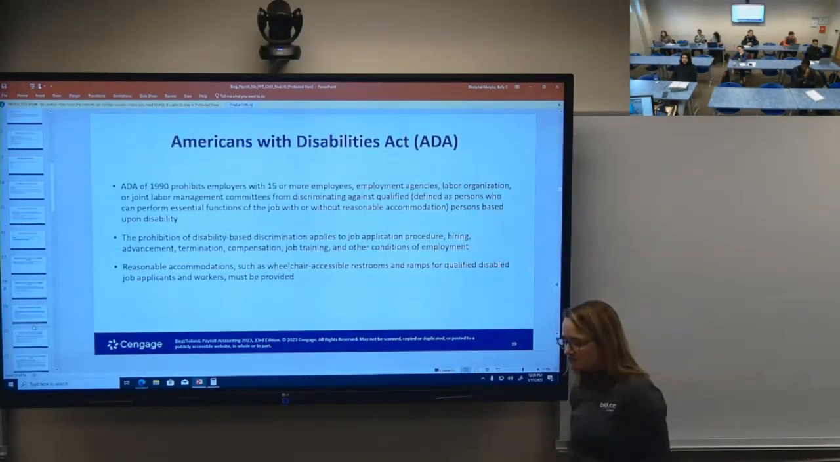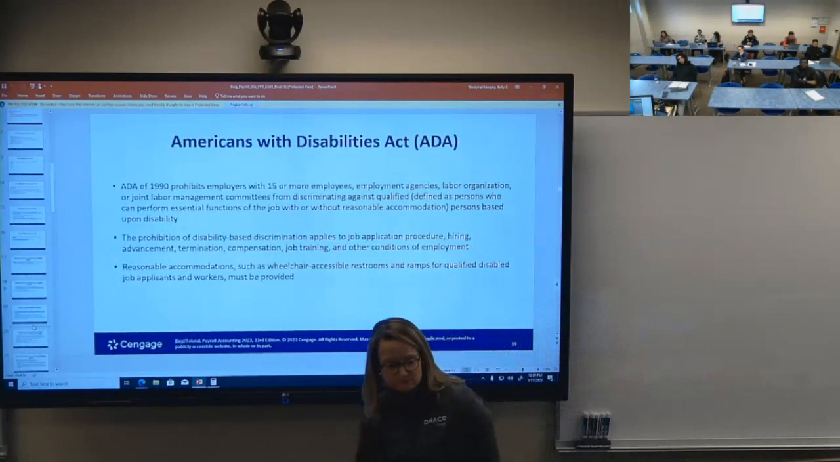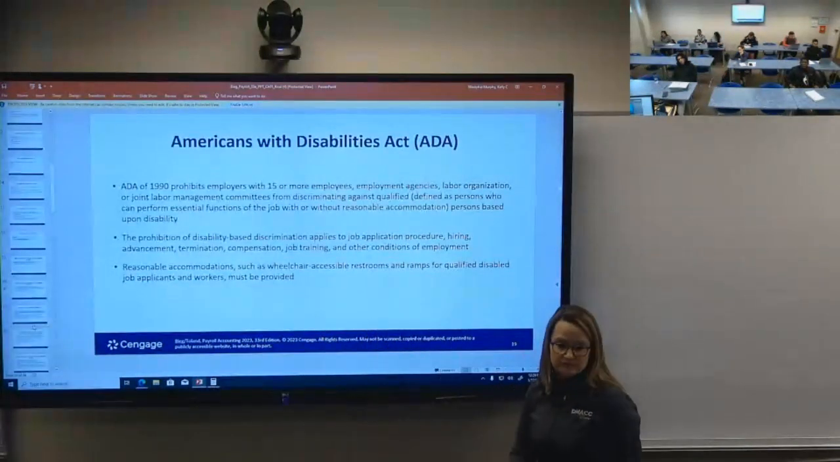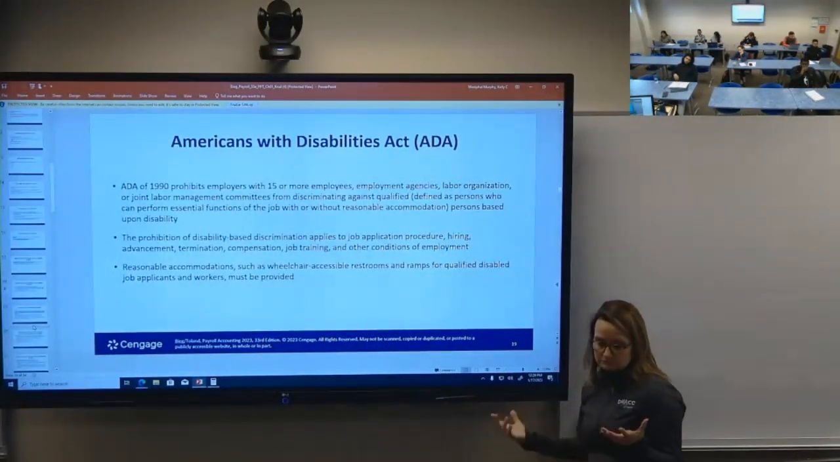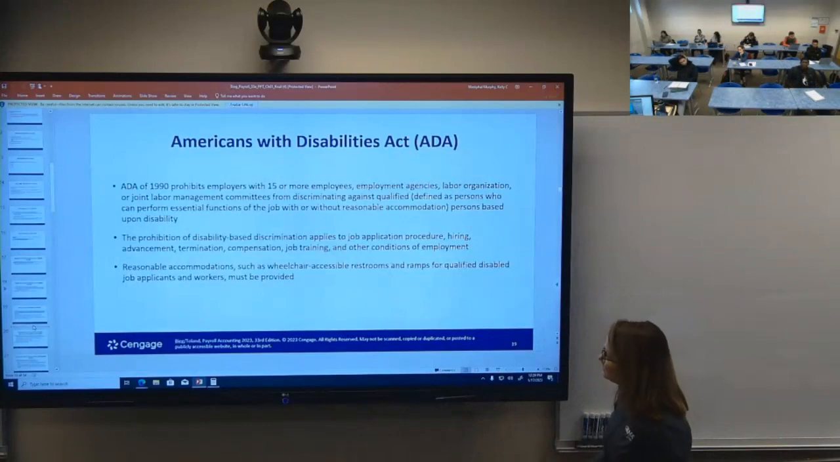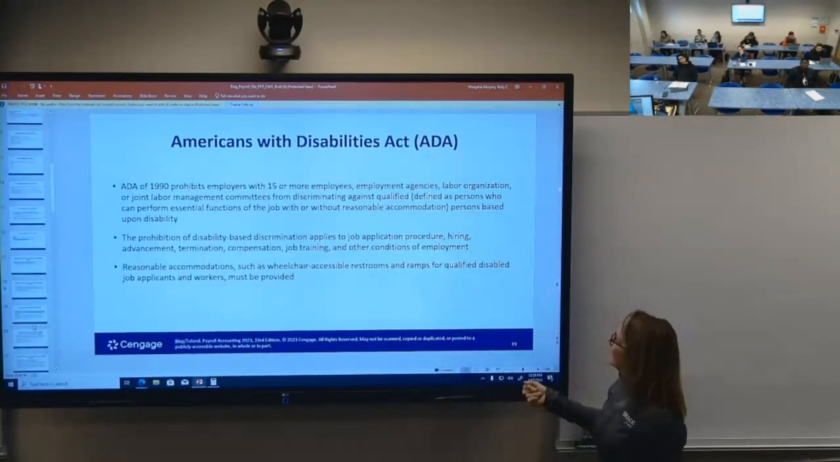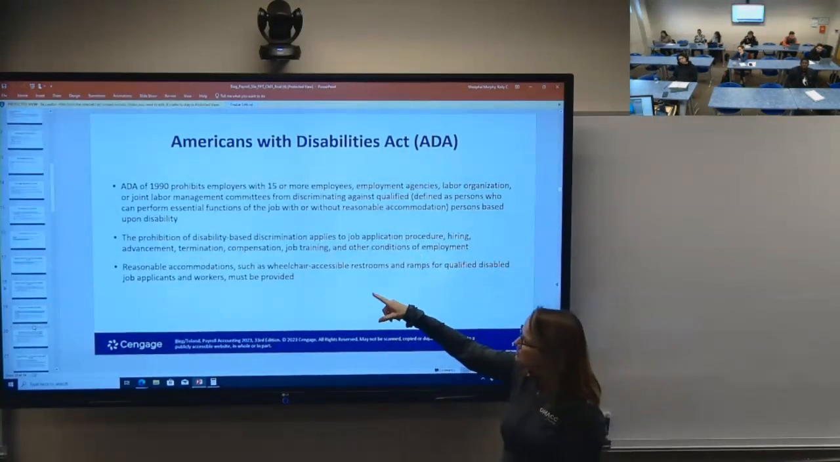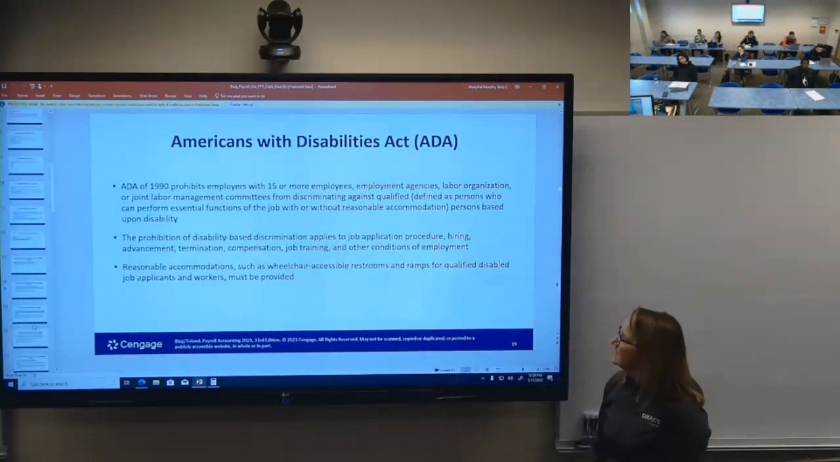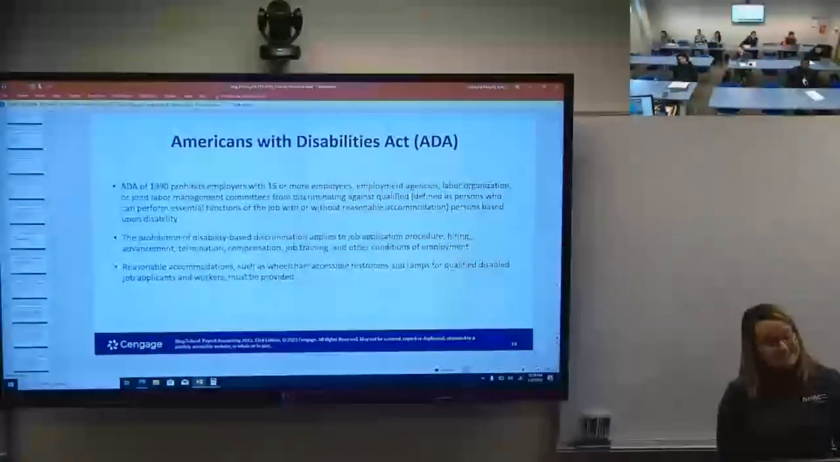Americans with Disabilities Act. This is another fair employment law, and as the title says, it applies to individuals who are disabled. It prohibits disability-based discrimination. It applies to the job application procedure, as well as hiring, advancement, termination, compensation, training, and other conditions of employment.